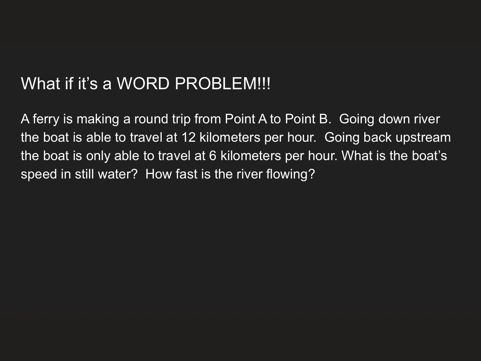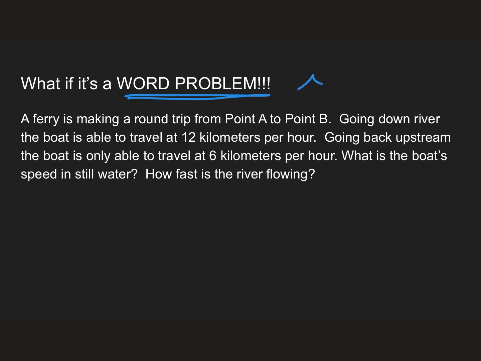Okay, now let's talk about what if it is a word problem. I know you guys get to word problems and like to freeze. So let's look at this. A ferry is making a round trip from point A to point B. Going downriver, the boat is able to travel at 12 kilometers per hour. Going back upstream, the boat is only able to travel at 6 kilometers per hour. What is the boat's speed in still water, and how fast is the river flowing?